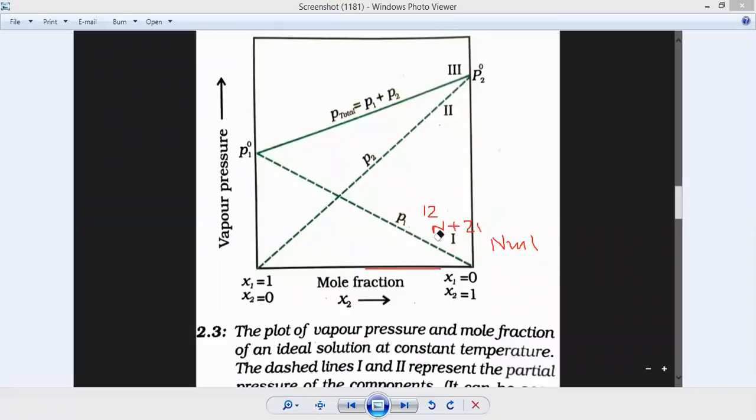Let me erase these lines first. Okay, so this is the diagram. Here we have the mole fraction on the x-axis, and on the y-axis we have the vapor pressure, and we have two partial pressures P1 and P2, and the total pressure P total equals P1 plus P2. There are two lines, and the x is basically the mole fraction. So this is the diagram for question number 3.